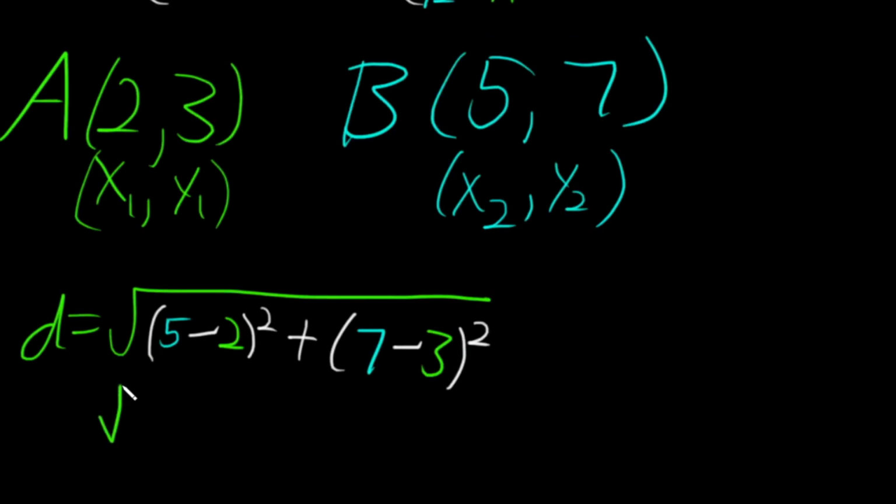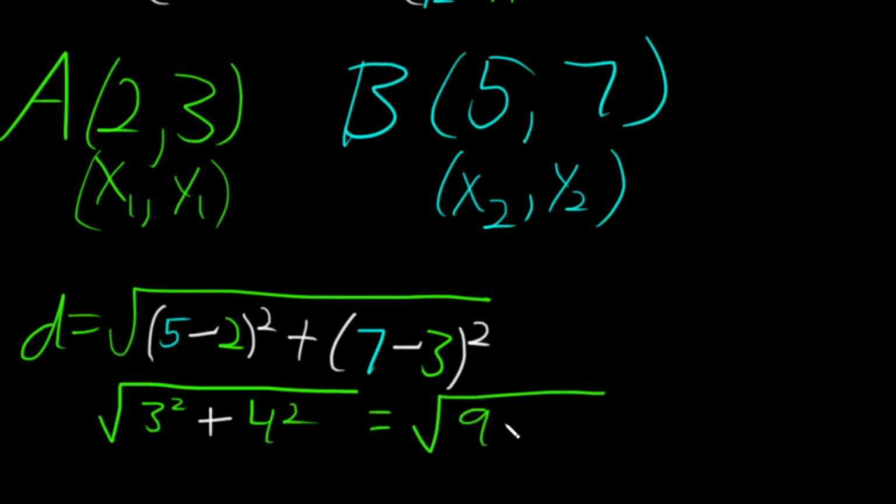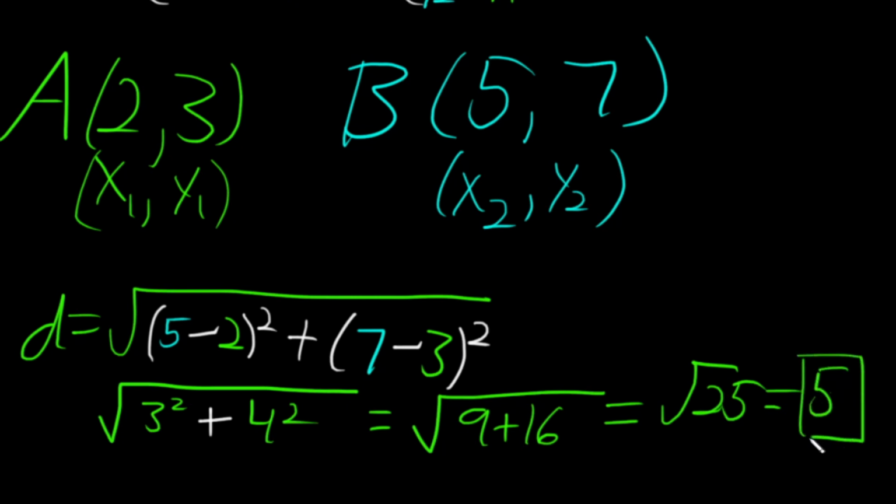Now we have the square root of 5 minus 2 is 3, so we have 3 squared, plus 7 minus 3 would be 4, so that becomes 4 squared, and that equals the square root of 9 plus 16, and we have to do the addition first before the square root. That gives us the square root of 25, which equals 5, the same answer we got earlier. Now let's look at a different example.